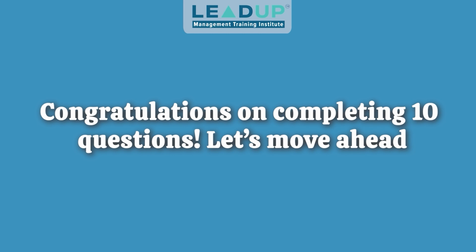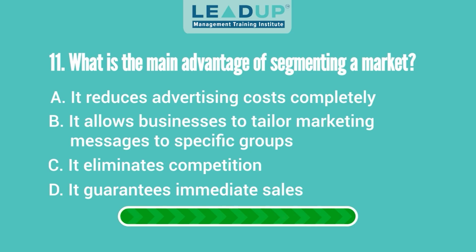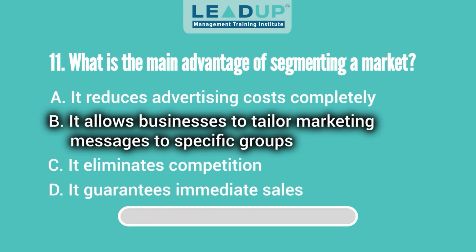Congratulations on completing 10 questions. Let's move ahead. Question 11. What is the main advantage of segmenting a market? A. It reduces advertising costs completely. B. It allows businesses to tailor marketing messages to specific groups. C. It eliminates competition. And D. It guarantees immediate sales. Answer: it allows businesses to tailor marketing messages to specific groups.